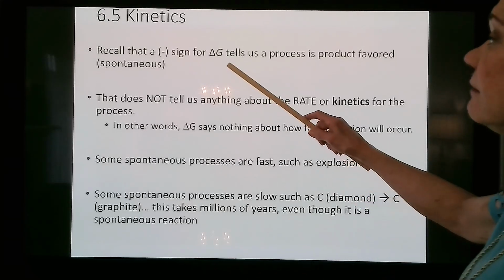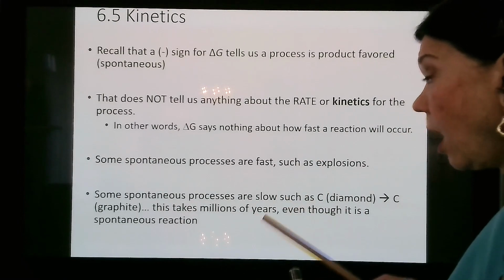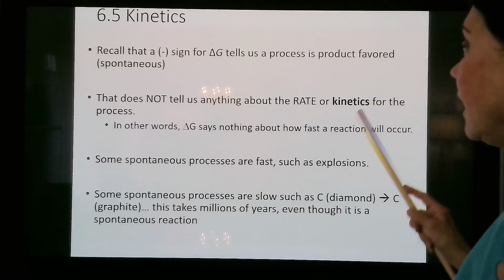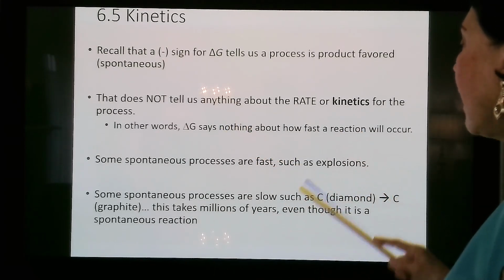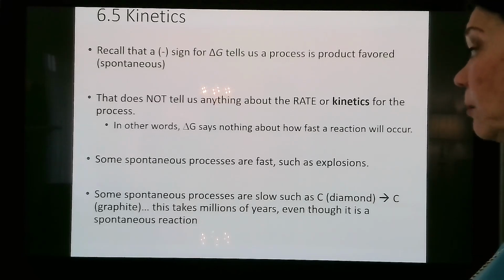So a negative sign for delta G tells you that the product is favored, but it doesn't tell you anything about the rate or the kinetics for the process. Delta G says nothing about how fast a reaction will occur, and that's because it pertains to equilibria.